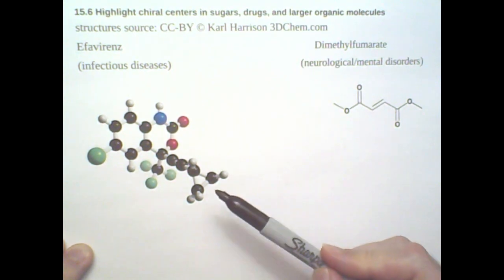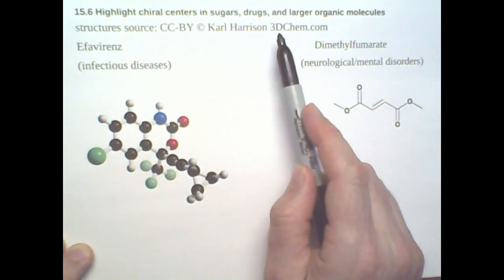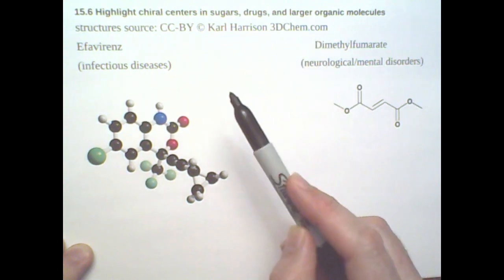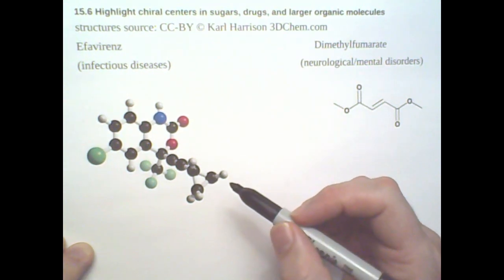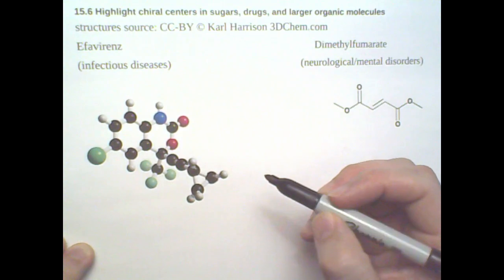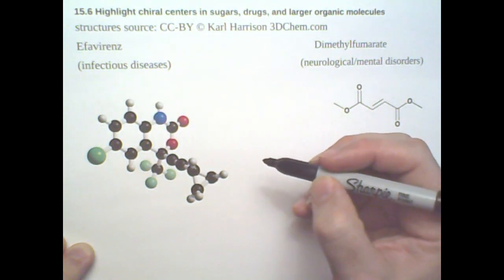And these structures are taken from this website 3dchem.com by Carl Harrison. It has lots of great molecules and great information. It's a fun website to just browse and click around in.